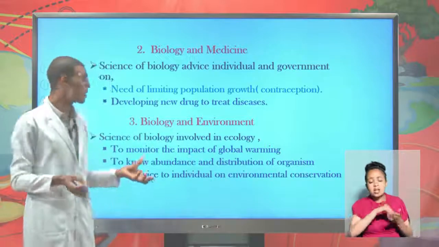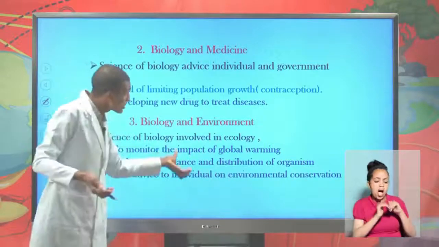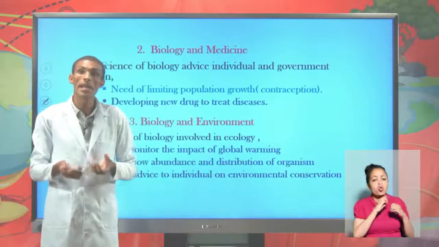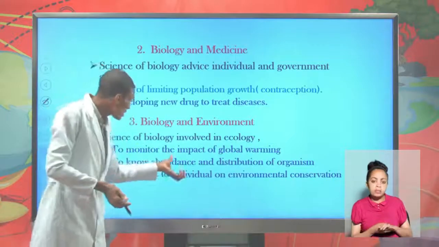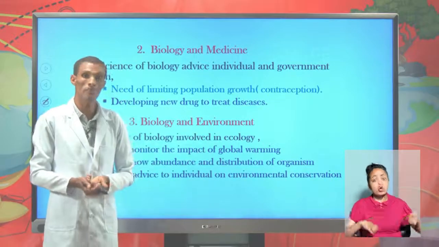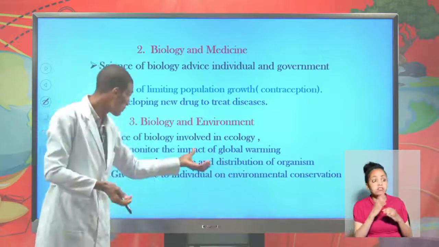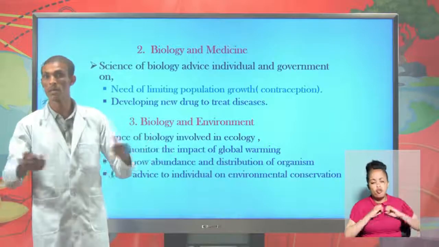Else, biology is very important in knowing how abundant organisms are and where they are distributed. So biology is very important in dealing with the abundance and distribution of organisms in our ecosystem.